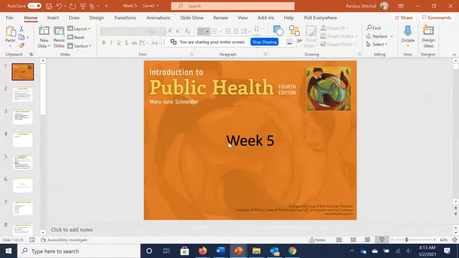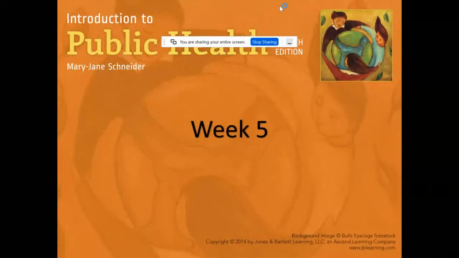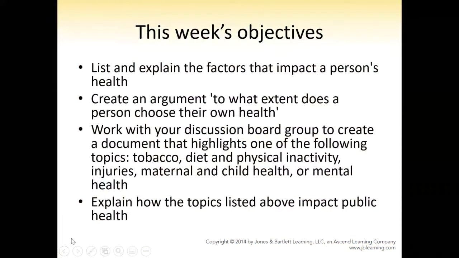This week is going to be a little different from our previous weeks, but I will get into that in a few minutes. The objectives this week include being able to list and explain the factors that impact a person's health, create an argument to what extent does a person choose their own health, work with your discussion board group to create a document that highlights one of the following topics, and explain how the topics listed above impact public health.